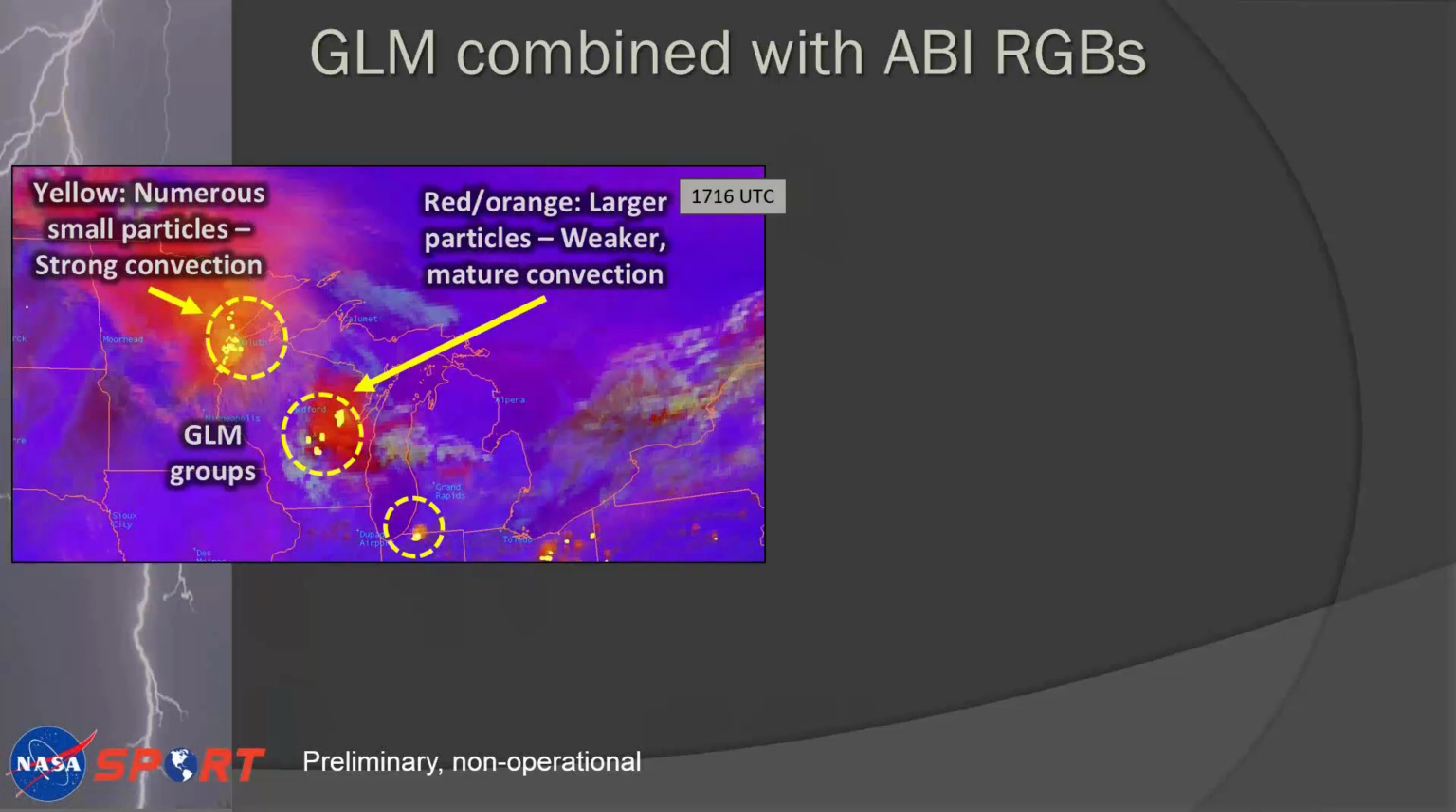The main thing to keep in mind with this product here, I don't want to bog us down too much, is that the brighter yellows in the ABI indicate newer, more active convection. The reds indicate more mature, less vigorous convection. But as we see here in this 1 minute accumulation, we do see lightning over Duluth, Minnesota, over central Wisconsin, and even down to the Indiana-Michigan border.